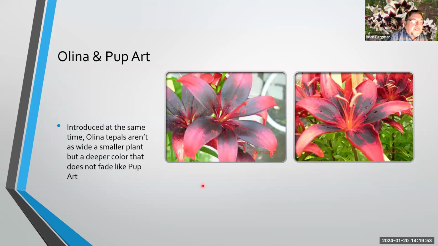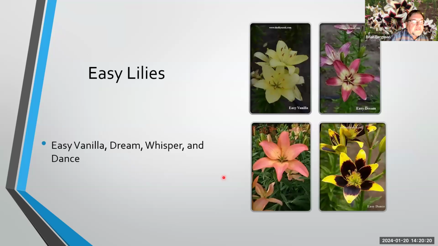Orlina and Pup Art are others. Orlina, you can still see once in a while. It was the smaller plant. Pup Art was a little larger, more vigorous, but you look at the stigmas, you look at the anthers, and Pup Art would fade. It would become more orangey, where Orlina stayed red. It really was a lovely red tangle lily. Really maintained its color. Next slide.